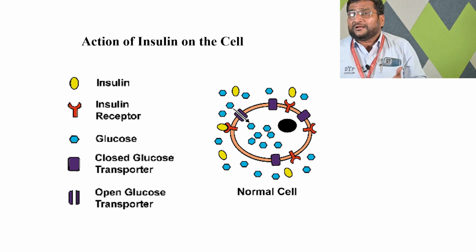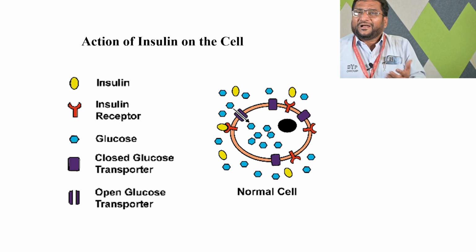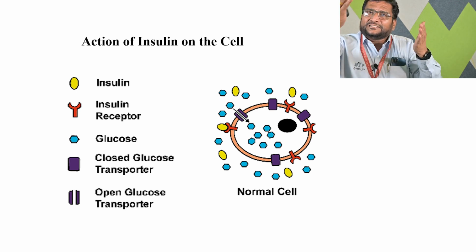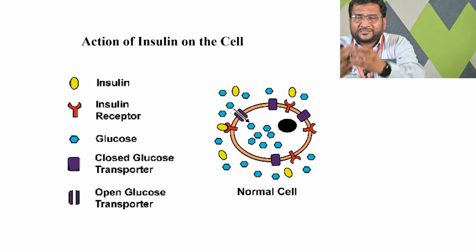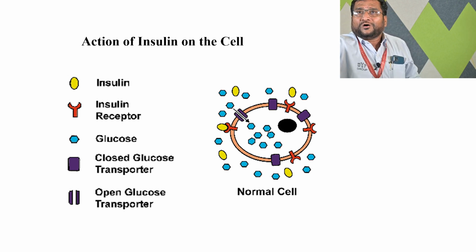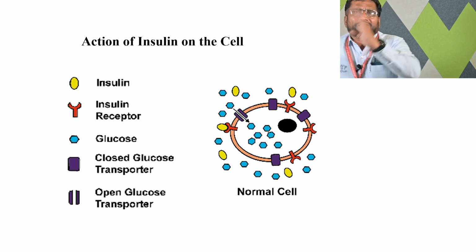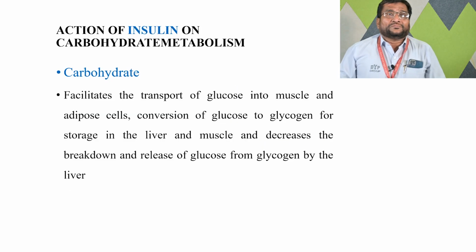Sometimes receptors also fail to accept them. So that is a faulty receptor. But in normal cases, the receptors allow insulin to bind to them. Once it is bound, immediately what happens? The doors of the cells open, and in this way the glucose reaches inside the cell. So glucose transport opens only after binding of insulin to the receptor. So this is the normal action of insulin on the cell.